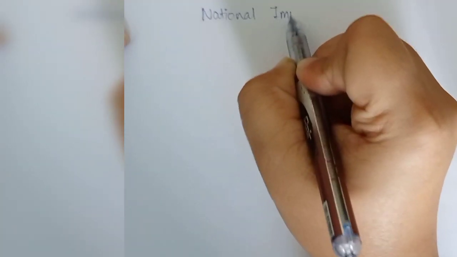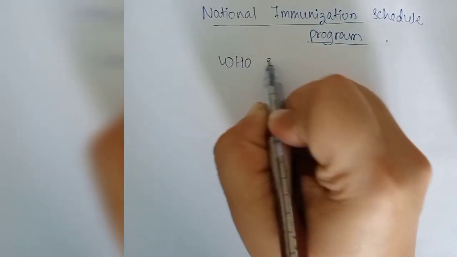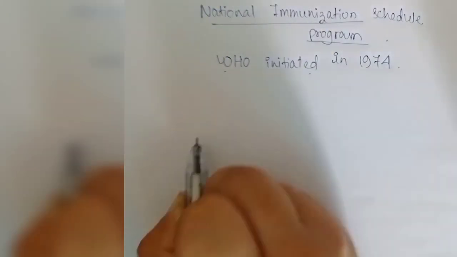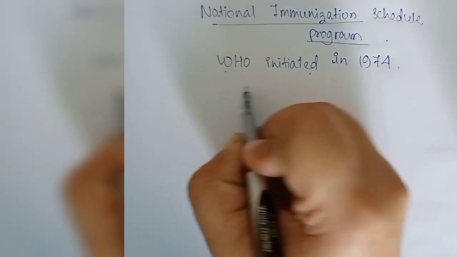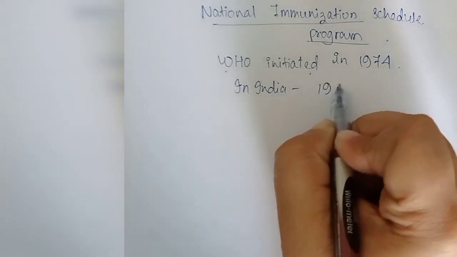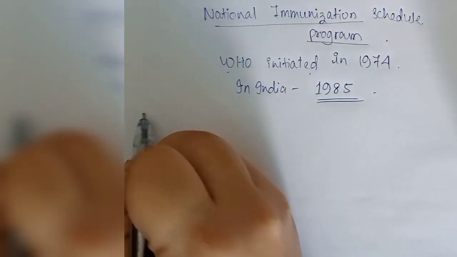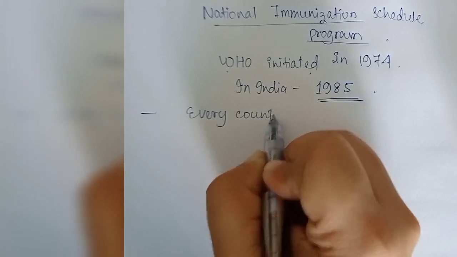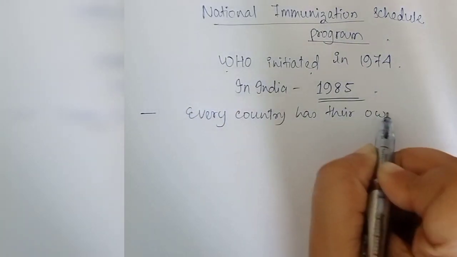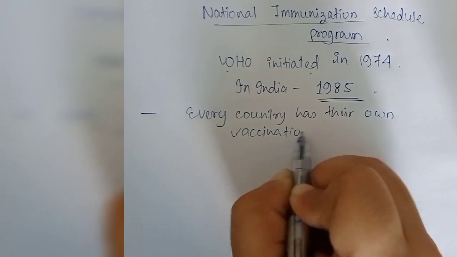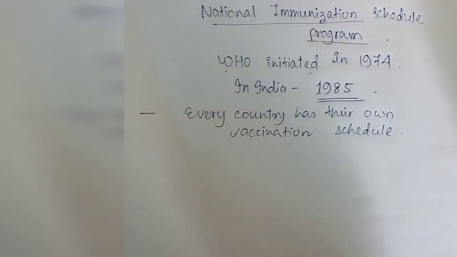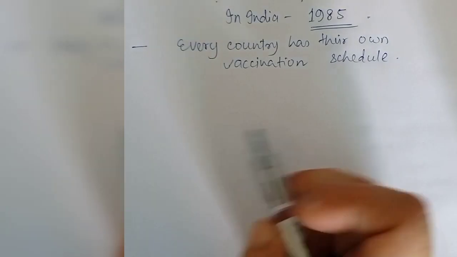National immunization schedule or national immunization program. The initiative was taken by WHO in 1974, and then it was adopted worldwide, and in India it was adopted in the year 1985 for vaccination. One important point is that every country has its own vaccination schedule. This is different for every country depending on the primary diseases of the area.